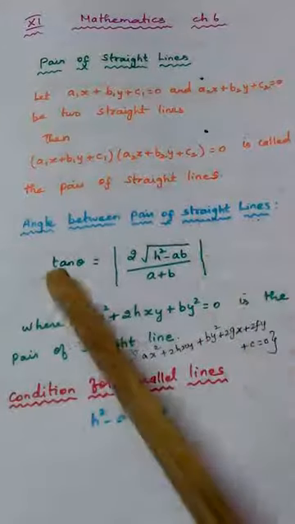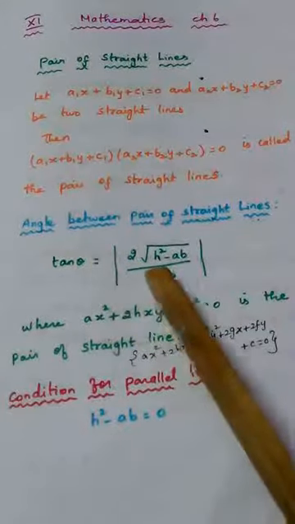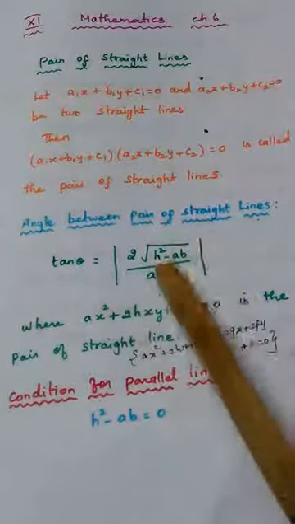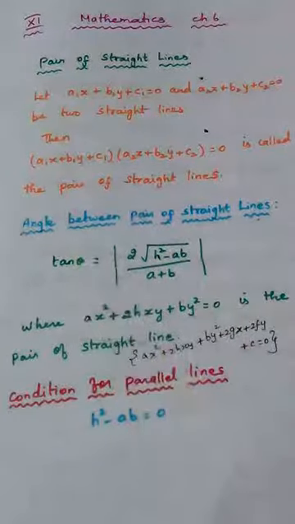this formula. Tan theta is equal to modulus of 2 times root of h square minus ab by a plus b, where h is nothing but here. So 2h is there now. From that we can calculate h, substituting that h here, and a and b are nothing but coefficient of x square and coefficient of y square. So when we know h, a, b, we can calculate the angle between the two straight lines.